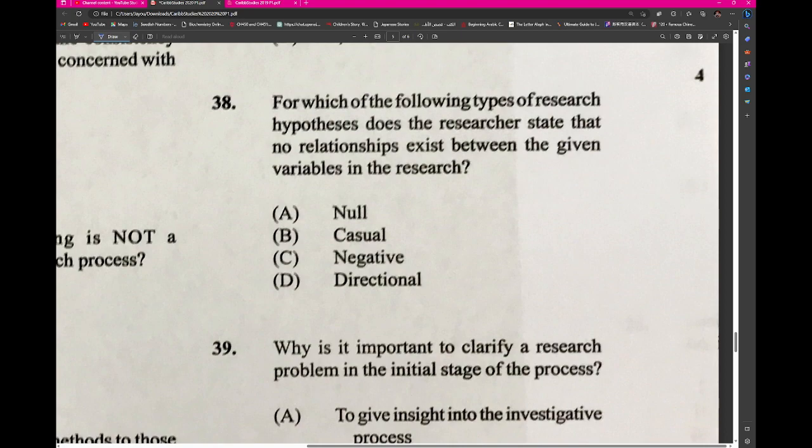given variables in the research? Right, this is similar to like the biological chi-square test, I believe. So it is a null hypothesis. When there's no relation, I think it is. Is it null or? Though I think it's directional. I don't know what causal speaks to, but probably it isn't. I think it is null.